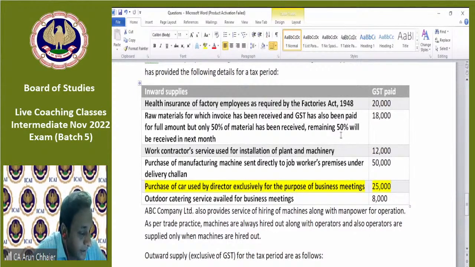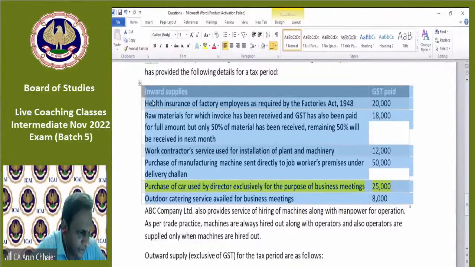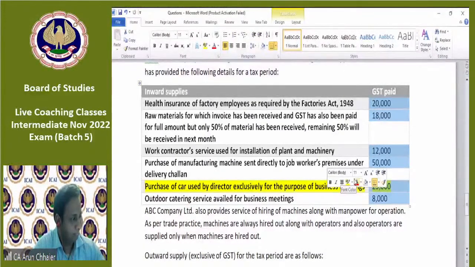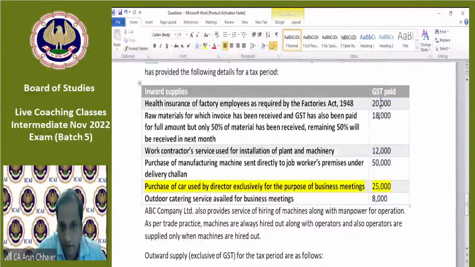Can anybody add and tell me what is the total eligible ITC? In totality, there is no bifurcation. Anyone, total it up and tell me how much was the eligible portion. Three answers are coming, 88, 82, 64. 20,000 available, 18,000 not available, 12,000 available, 50,000 available.